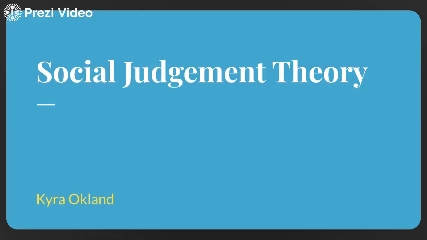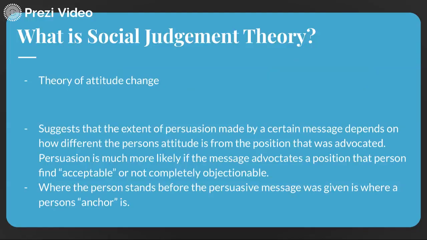So, the theory I'll be talking about today is social judgment theory. What is social judgment theory? It is a theory of attitude change, and it suggests that the extent of persuasion made by a certain message depends on how different the person's attitude is from the position that was advocated.